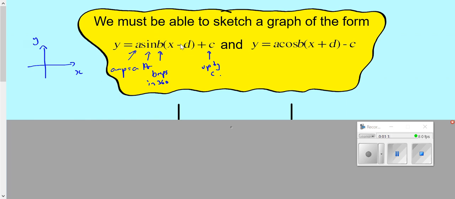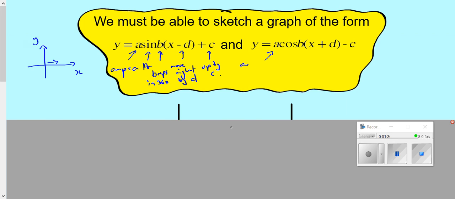So if it's minus d, now we normally think that minus d would go this way, but actually, if it's a negative, it's going to go to the right-hand side. So this minus d is a move to the right by d. And it's always the opposite way. So let's have a look at the other type.